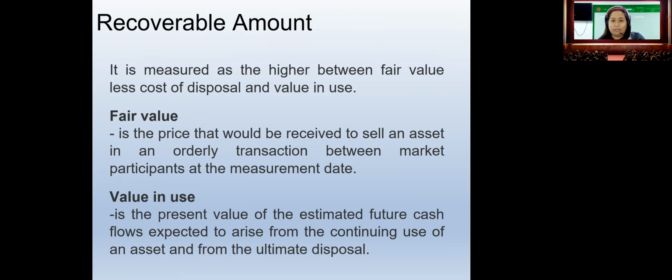Yung recoverable amount na yun, i-compare sa carrying amount ng investment in associates. Kung mas mataas yung carrying amount kesa sa recoverable amount, we can say that the investment in associate is impaired. There is an impairment loss to be accounted for.